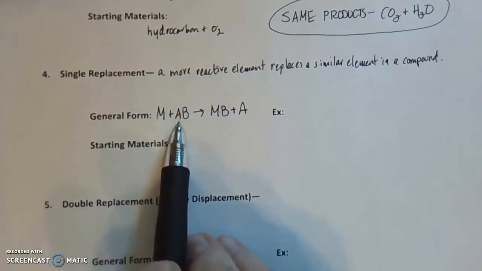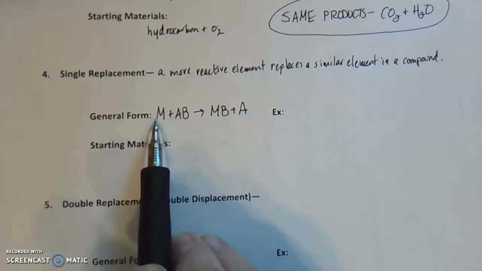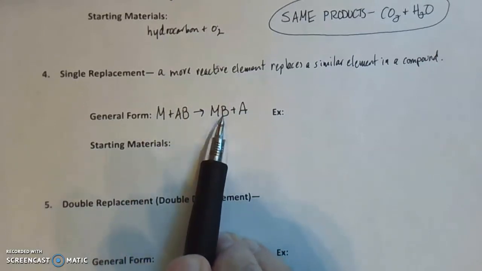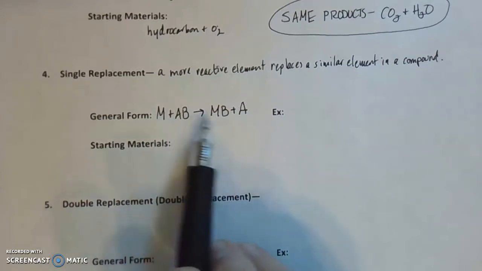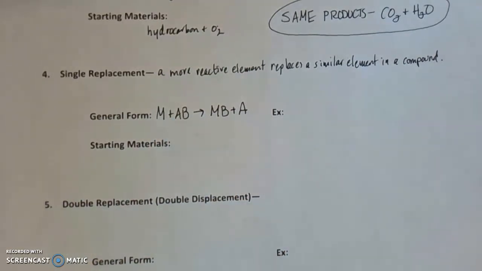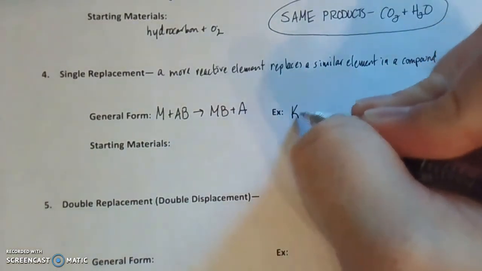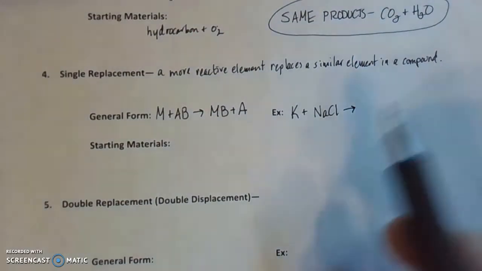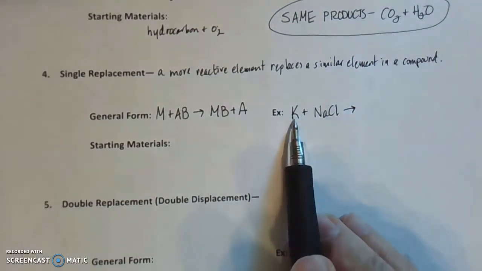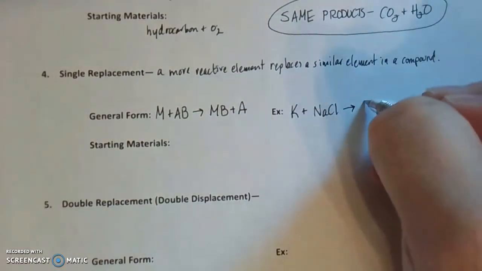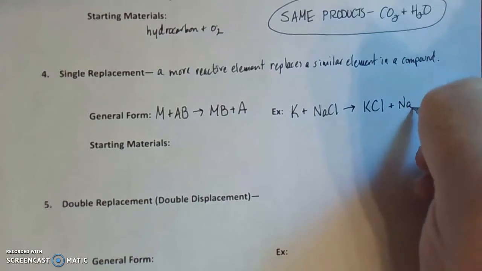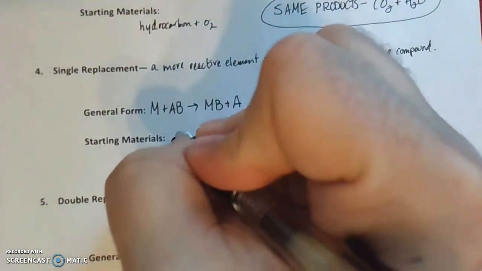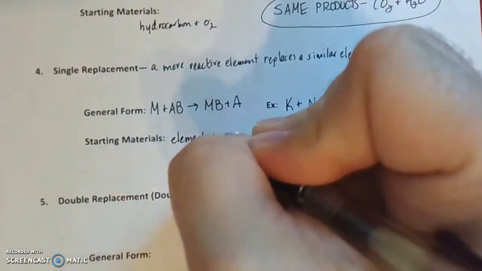It's like if you and your partner were dancing and some thug comes along and bumps in and starts dancing with your significant other, you're left alone. Well, that's this reaction. An example of this is potassium plus sodium chloride. The potassium is more reactive, so it kicks Na out of there and bonds with Cl, and we get Na all by itself. So our starting materials for this are always going to be an element and a compound.